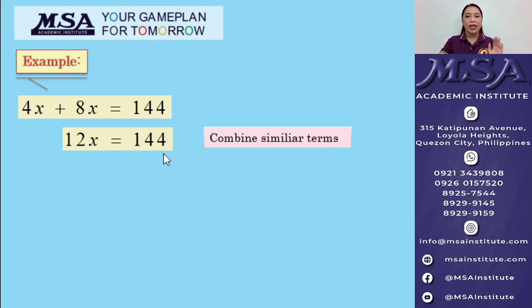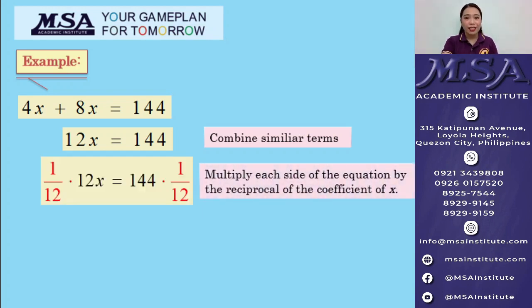So we now have an equation in the form ax is equal to b. Then we need to apply multiplication property of equality. So we have 12 as the coefficient of x, and the reciprocal of 12 is 1 over 12. So we need to multiply both sides of the equation by 1 over 12 and simplify. So 1 over 12 times 12x will give us x, and 144 times 1 over 12 will give us 12. So the solution for this equation is equal to 12.